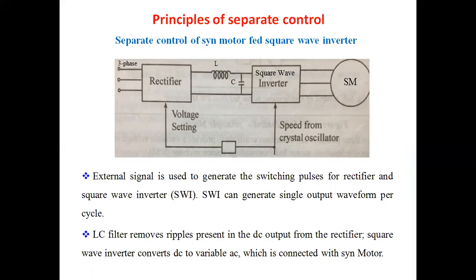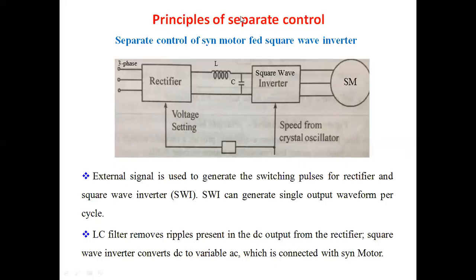Generally, the square wave inverter can generate a single output waveform for half cycle. But in a PWM inverter, depending upon the user, we can generate multiple output waveforms, I mean by giving multiple gating signals. But in a square wave inverter, we can generate only a single gating or switching signal for half cycle, so only a half waveform can be generated per cycle. Now we are going to discuss both separate and self-control mode in terms of square wave inverter and PWM inverter.